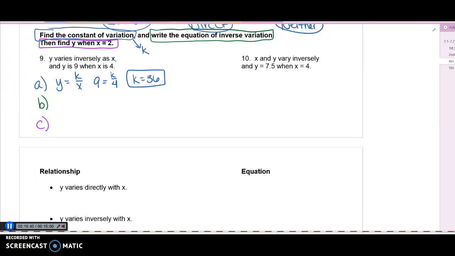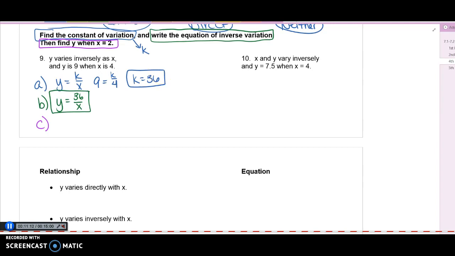Next it says, write the equation of inverse variation. They want you to go back to this y equals k over x, and put the k value that we just figured out into that equation. So make sure you write y equals 36 over x. If you do not have that equation written, you are going to get the problem wrong because the directions say write the equation of inverse variation. So you have to make sure you get that equation written.